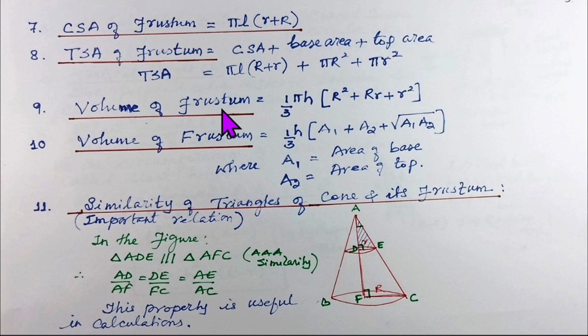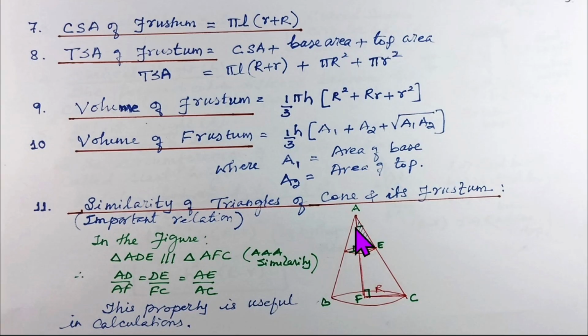Now the volume of frustum is 1 by 3 pi h, where h is the vertical height, (R square plus R times r plus r square). That is the formula for the volume of frustum. We also can find the volume of frustum by the relation 1 by 3 h (A1 plus A2 plus square root of A1 A2), where A1 is the area of the circular base and A2 is the area of the circular top, and we know how to find out the areas of circular base and circular top.